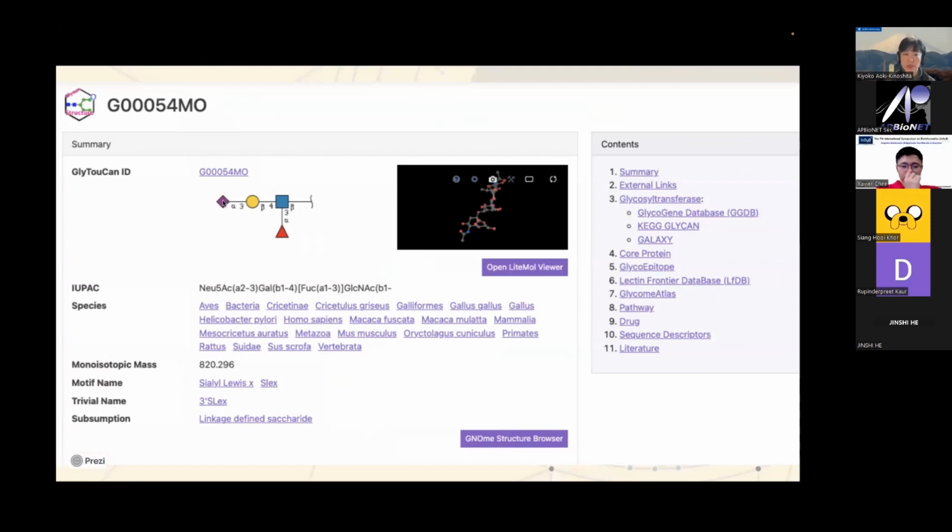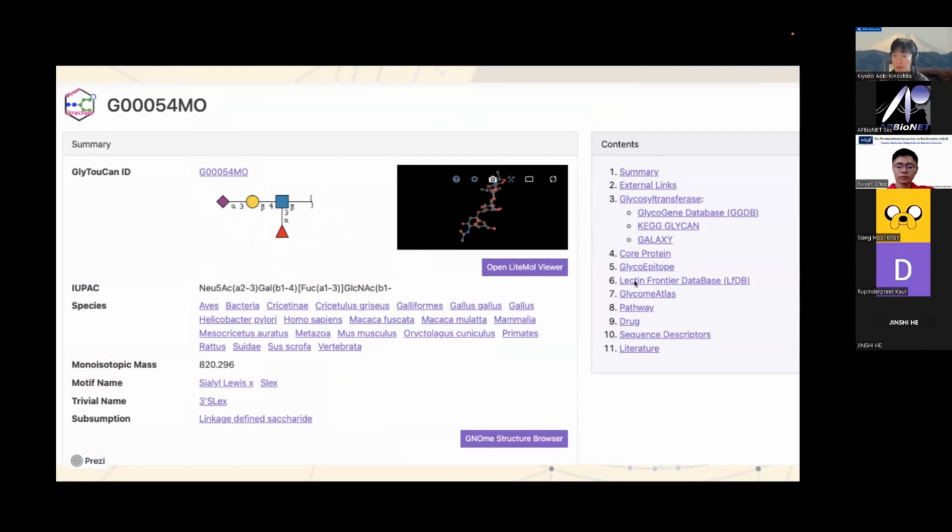This is the glycan entry page for this glycan structure, which is very famous. It's called the Sialyl Lewis X structure, which is also known as a biomarker for many diseases. You see the species that it has been found in, the IUPAC string, the mass, and other content, which I have no time to show now. But we have information about what enzymes are known to synthesize or generate this glycan, and the core proteins that it is found on.